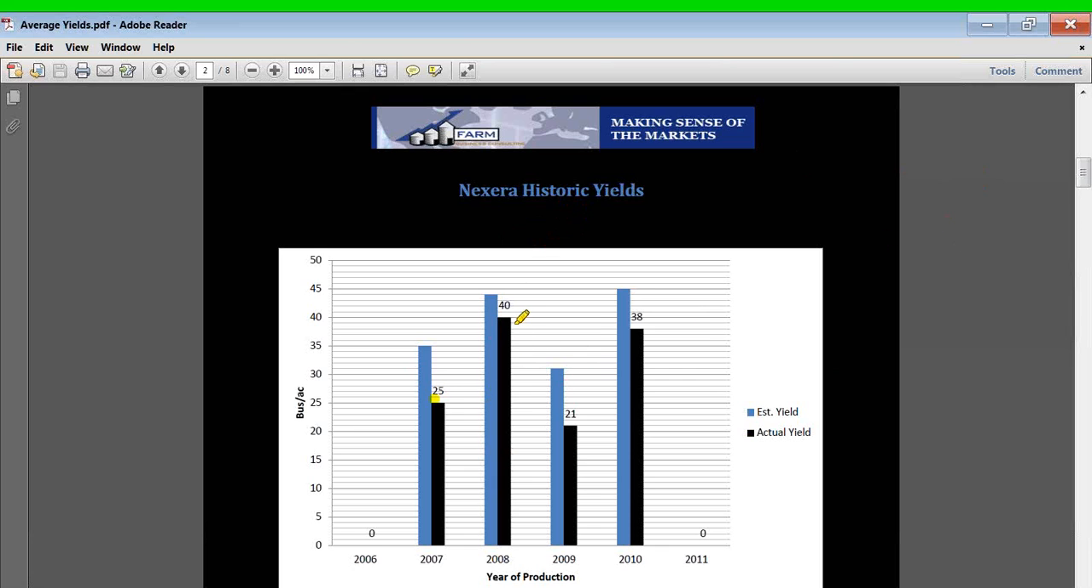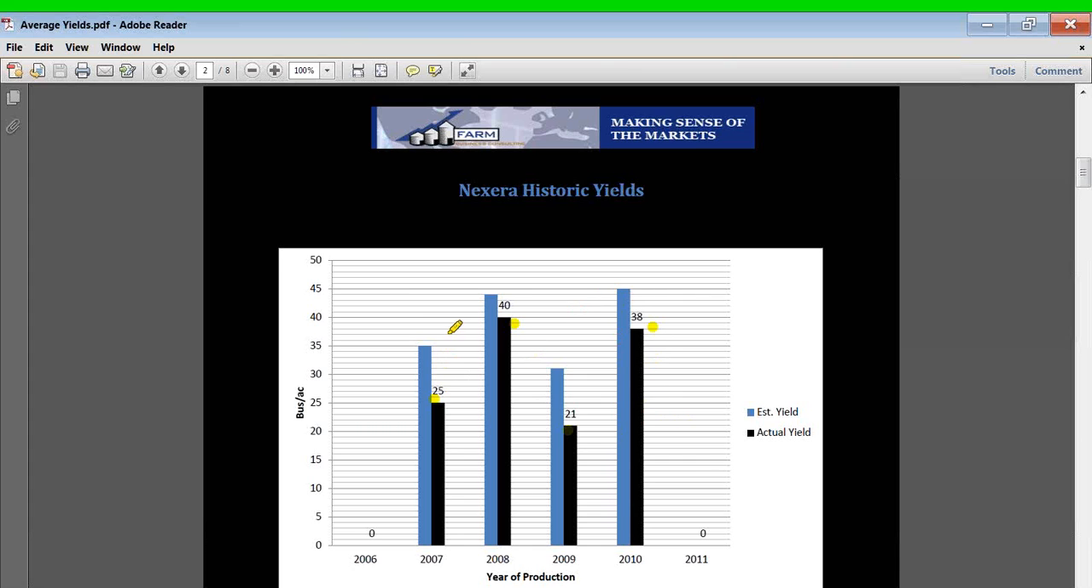You see we're at 25, 40. Again, 2008, you notice the last slide with canola, regular canola was higher as well. But back to more realistic years, 21, 38. And you see what we were averaging, what we thought we might get for Nexera. We've never even come close, especially in this year. We were 10 bushels an acre less in 2007.